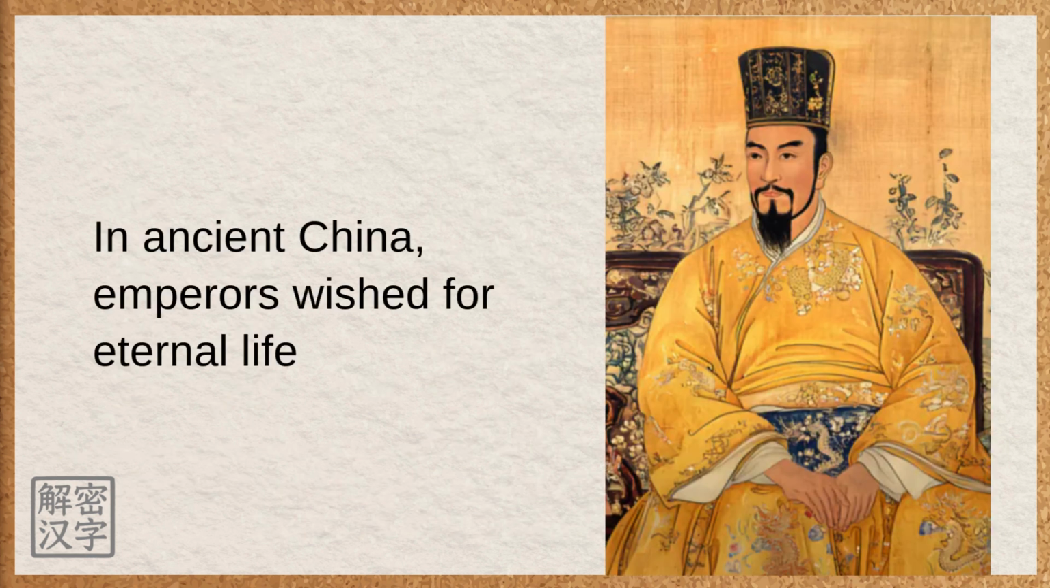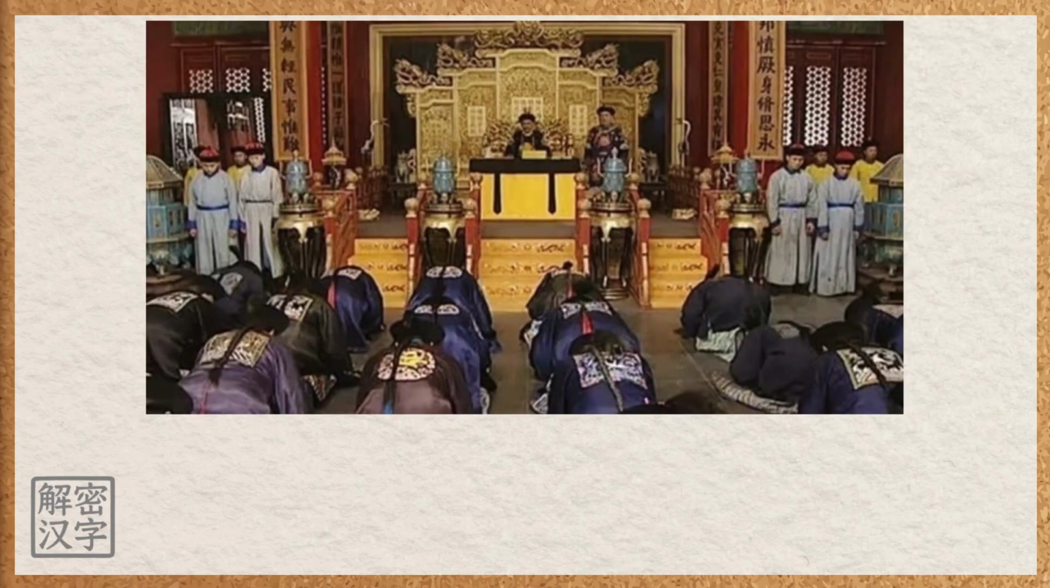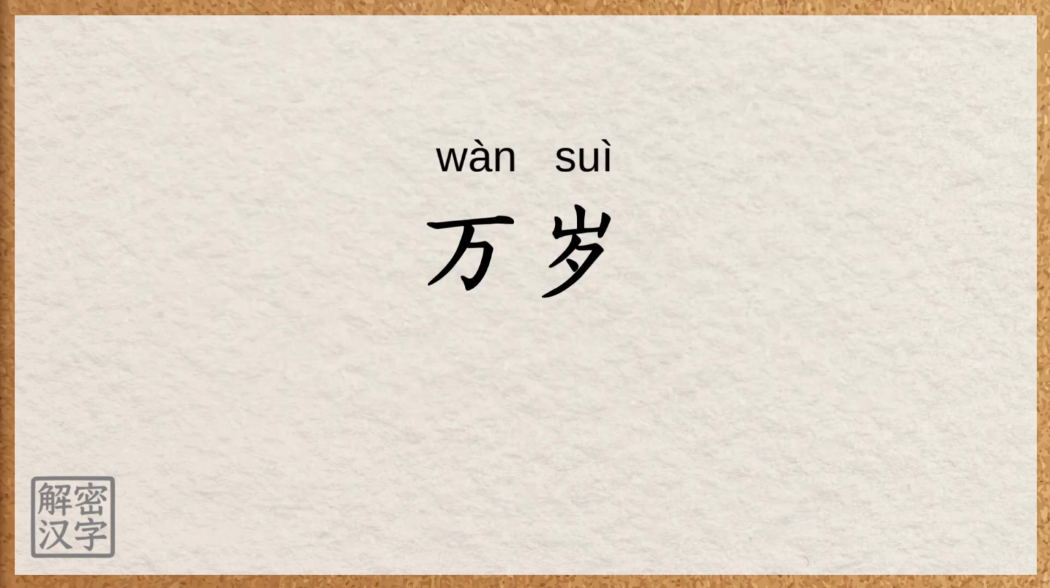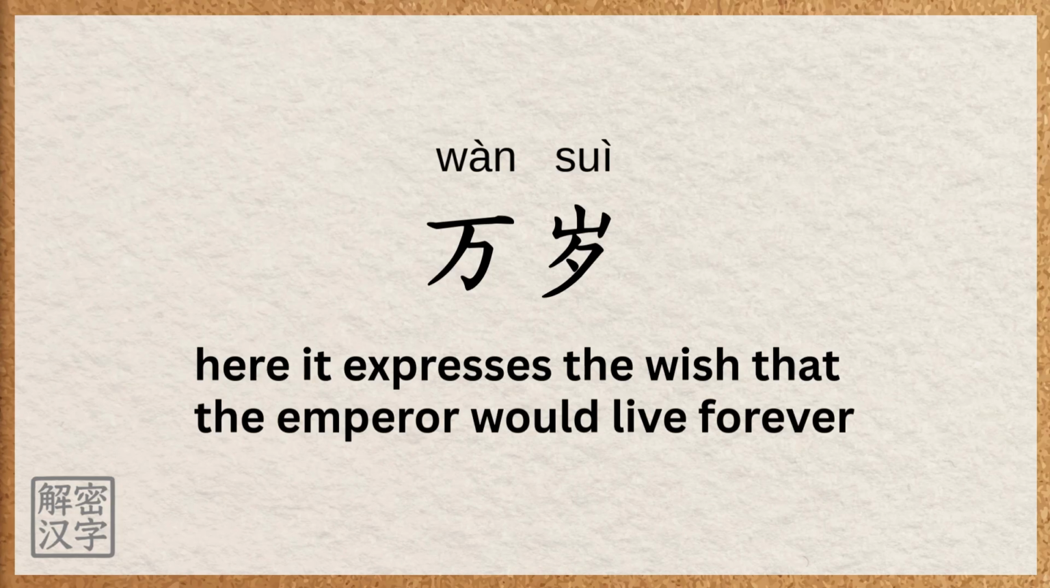In ancient China, emperors wished for eternal life. So when ministers greeted the emperor, they would shout, 万岁! 万岁 literally means 10,000 years, and here it expresses the wish that the emperor would live forever.